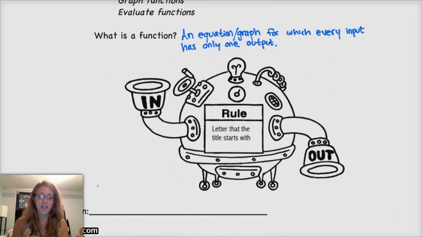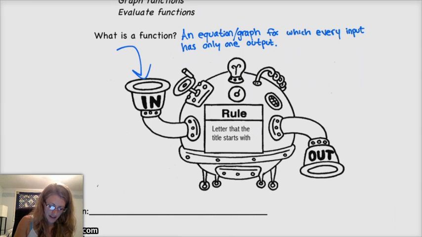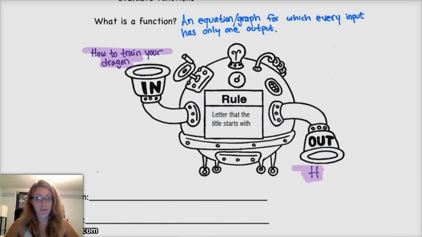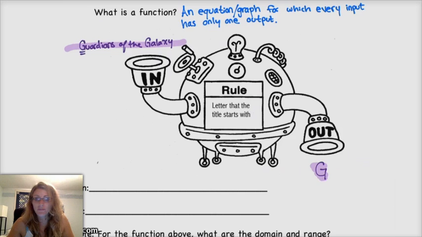What if my function machine was one that I input movie titles into, and then out comes whatever the first letter is of the movie title? For example, if I put in How to Train Your Dragon, it goes through the function machine, bloop, bloop, bloop, and out pops the first letter of the movie, H, right? Similarly, if your input was Guardians of the Galaxy, your output would be G because the movie title starts with a G. Simple enough, right? You just follow the rule.